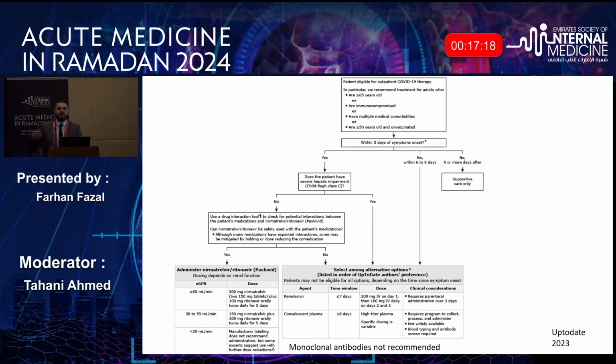So if already 9 days have passed since the symptom onset, just give him supportive care and that's about it. If in 6 to 8, you could still consider remdesivir or convalescent plasma. Again, the availability of convalescent plasma is very difficult.